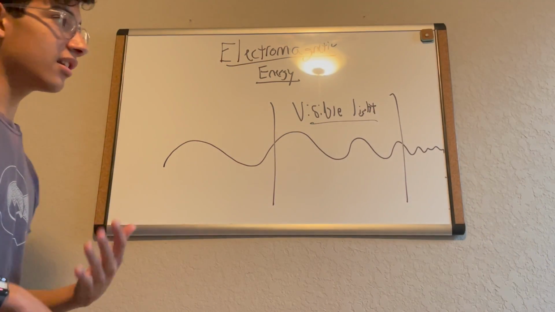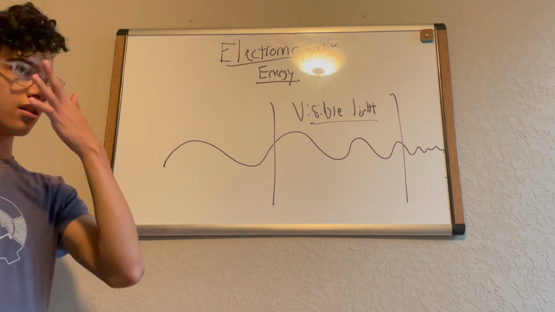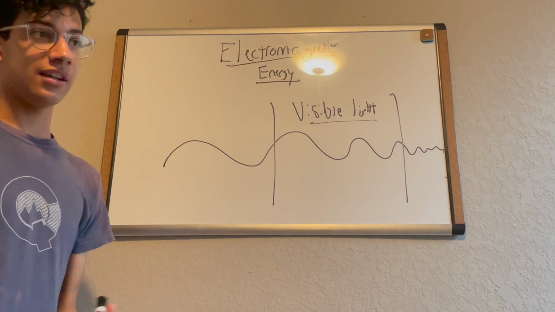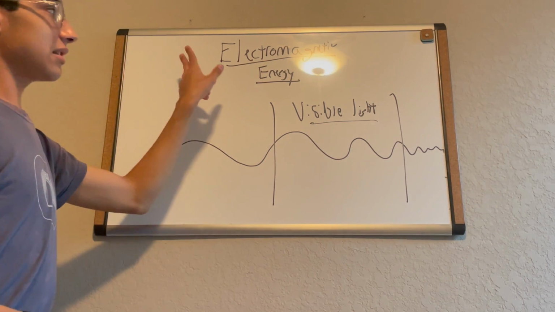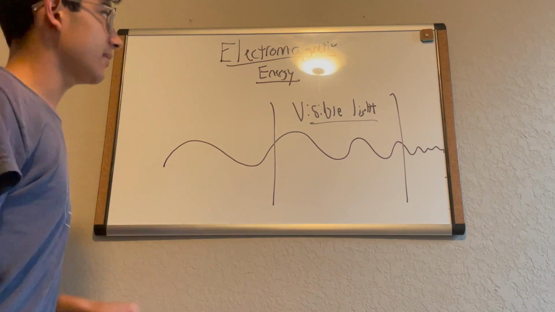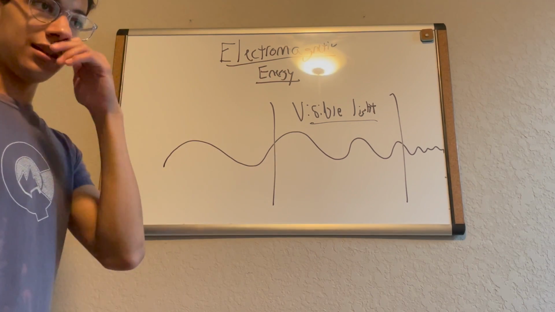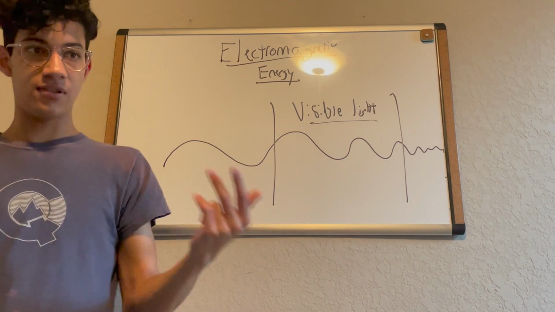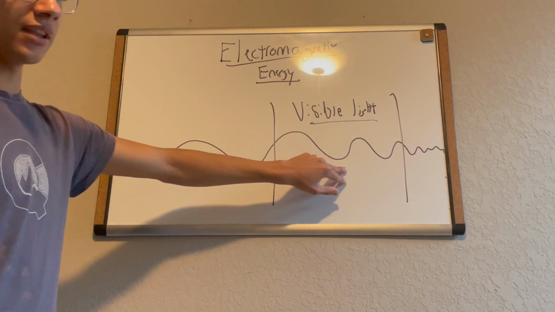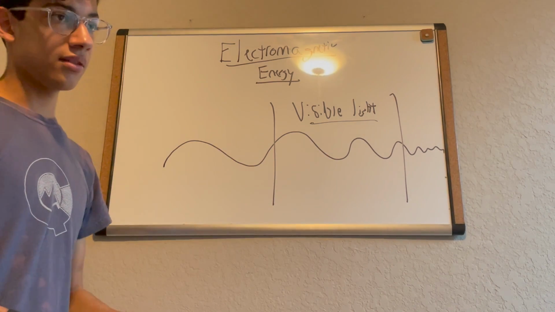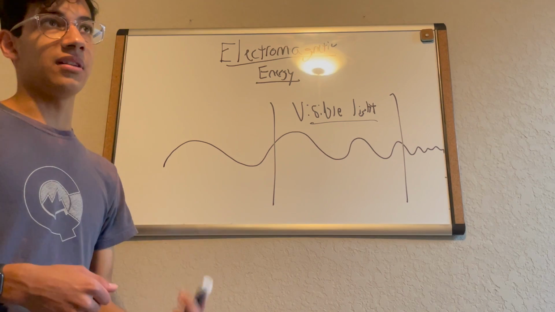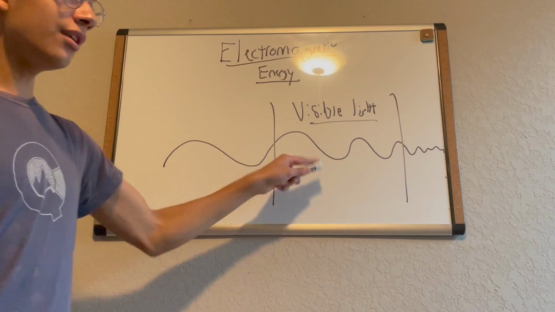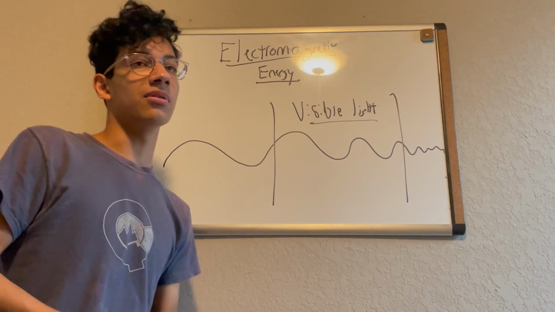So in order to explain how a light bulb works, I have to tell you what light is. Light is electromagnetic energy, and light is expressed in the form of waves. Those waves consist of energy, and the longer the wavelength, the less energy. The shorter the wavelength, the more energy there is. We, as humans, can only see visible light.